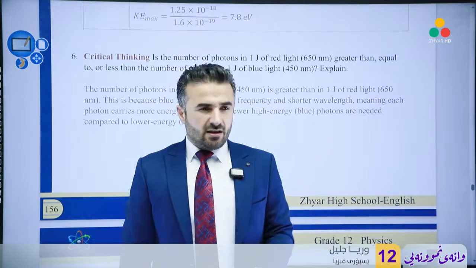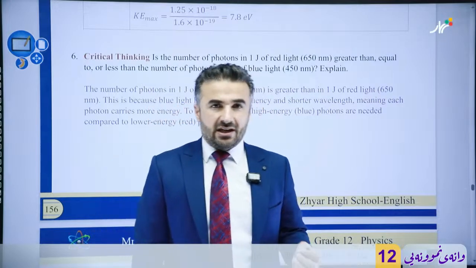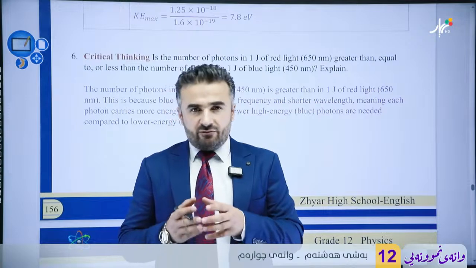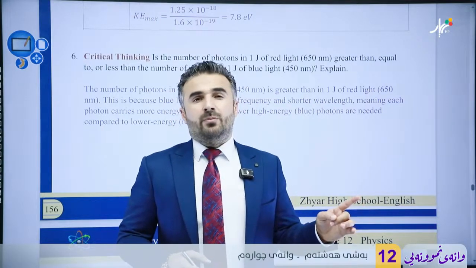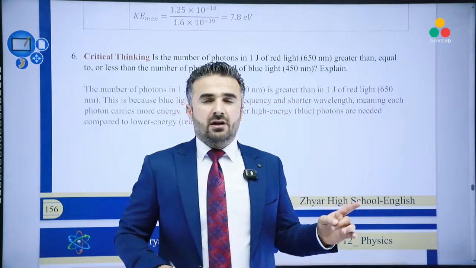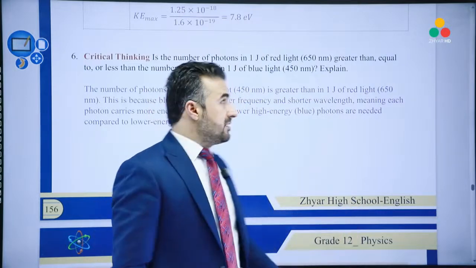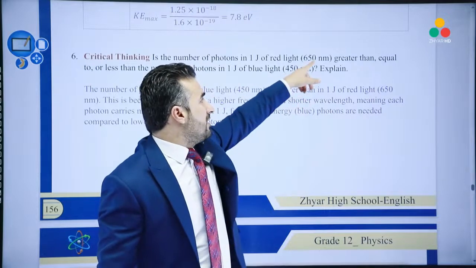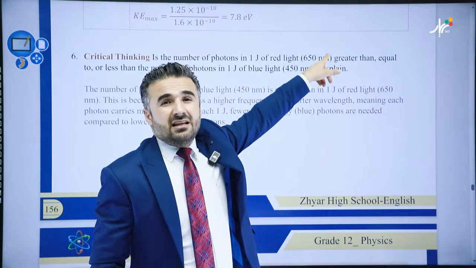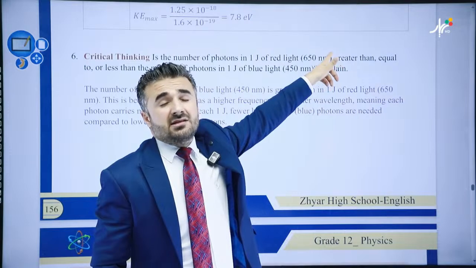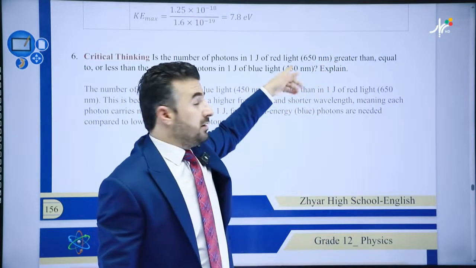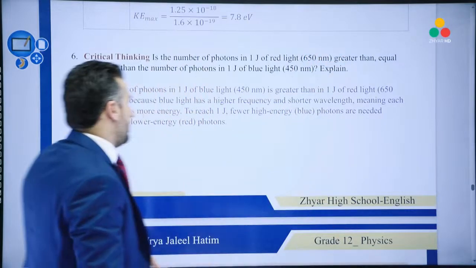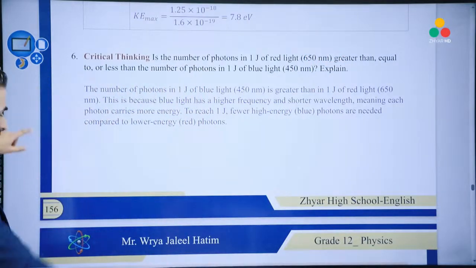Clearly, blue light has a higher frequency. When we say higher frequency, that means higher energy. So we can say the energy of 1 photon of blue light will be bigger than the energy of 1 photon of red light. Of course, you can tell by their wavelength. The longer the wavelength, the lower the frequency, and the lower the frequency, the lower the energy. So the one with the shorter wavelength means higher frequency, which means higher energy.